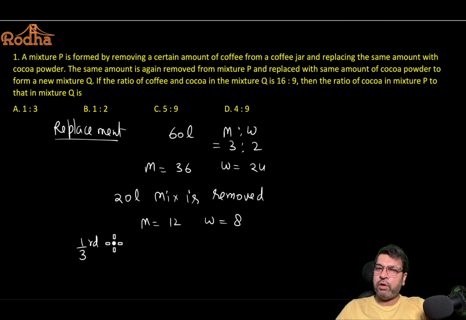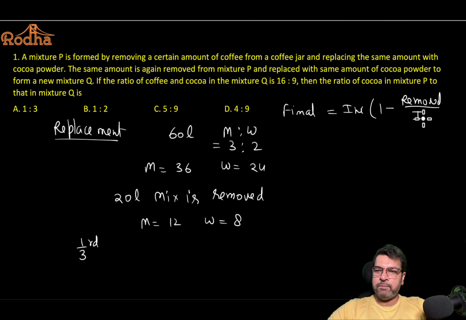So that's how the formula is also generated. What does the formula say? That final quantity is equal to initial quantity into 1 minus removed divided by total, that is initial, raised to the power n, the number of times you did that process. Got it? The logic is this.